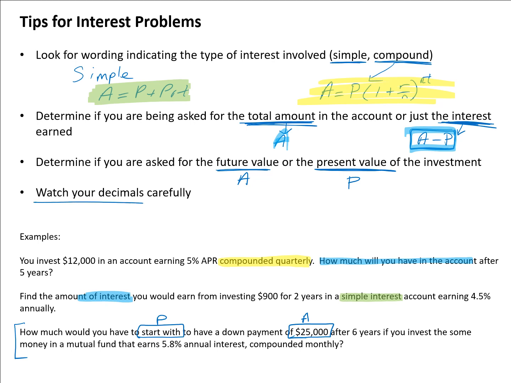And lastly, and this is a big one, watch your decimals carefully. We've got a lot of decimals involved with the percents, the interest rates: 5%, 4.5%, 5.8% in just these three examples. If you move your decimal point in the wrong direction, if you don't move it far enough, or if you move it too far, your answer is totally going to come out wrong. So be very careful to write your decimals out correctly and enter them into your calculator correctly.